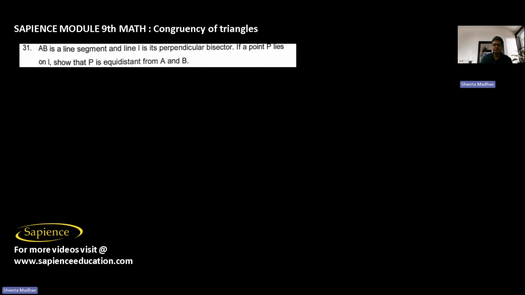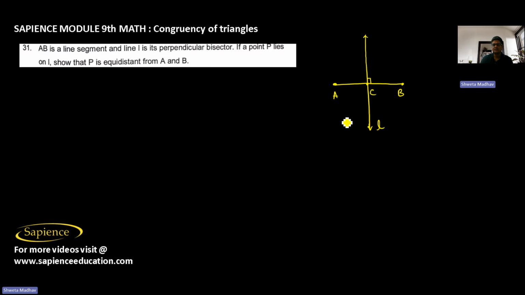Everyone, good evening. So here we shall solve from question number 31 onwards. Here it is told AB is a line segment and L is its perpendicular bisector. Suppose this is the line L, that is the perpendicular bisector. Suppose it intersects AB at the point C.